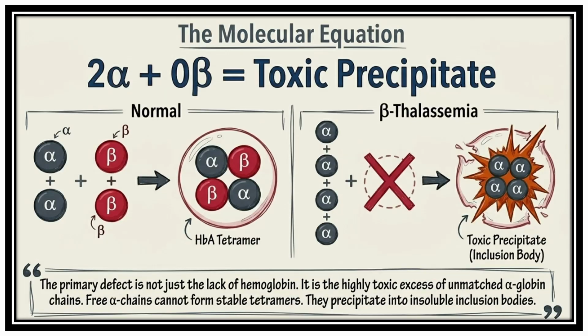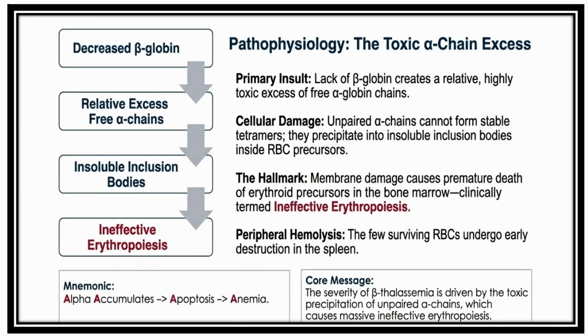Let us explore the pathophysiology. The primary insult in beta thalassemia is not simply the lack of hemoglobin. The true danger is the highly toxic relative excess of free alpha globin chains. We will see how the toxic excess of alpha chains results in anemia.